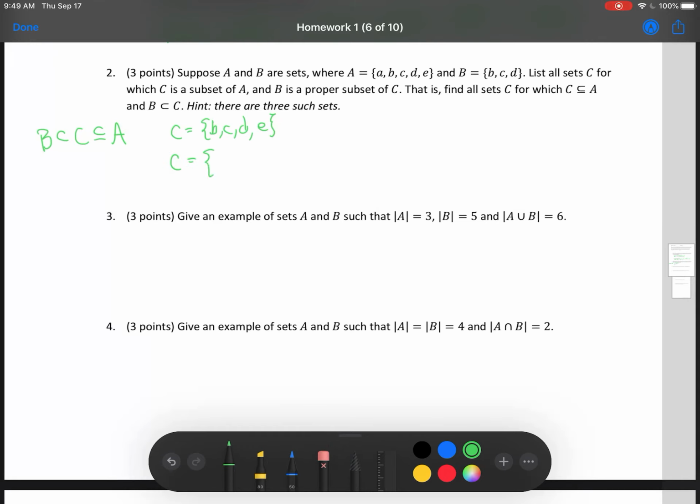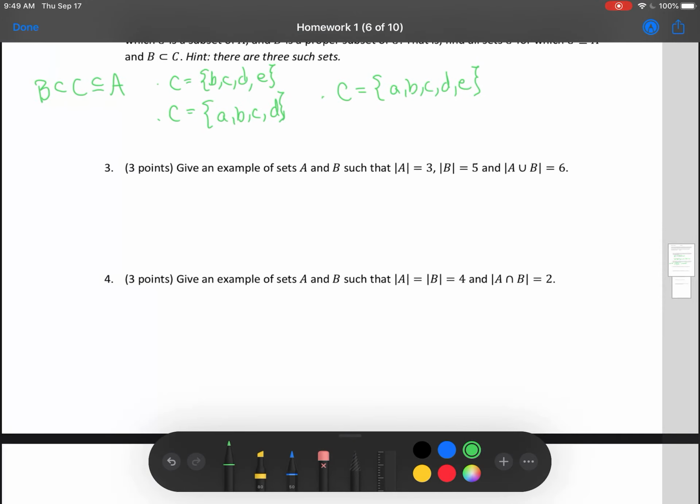Thinking along those same lines, we could also include the element A. So C could be the set A, B, C, and D. Again, notice that B is a proper subset of that, and that set itself is a subset of A. And the other set that C could be is the set A itself, because that contains B as a proper subset, and it is a subset of the set A because it's equal to the set A. The hint that I gave you was that there are 3 sets. There's 1, 2, 3.